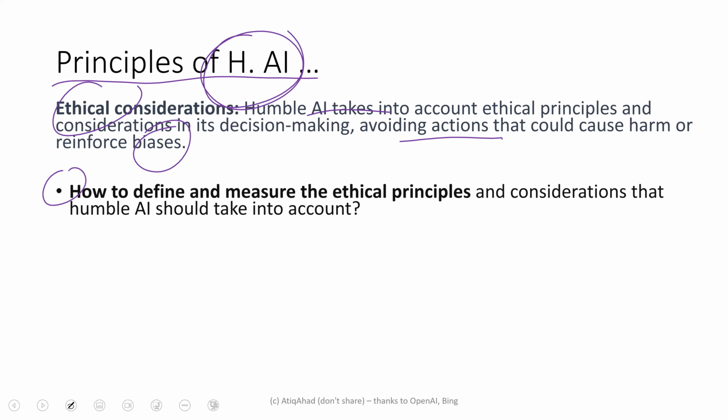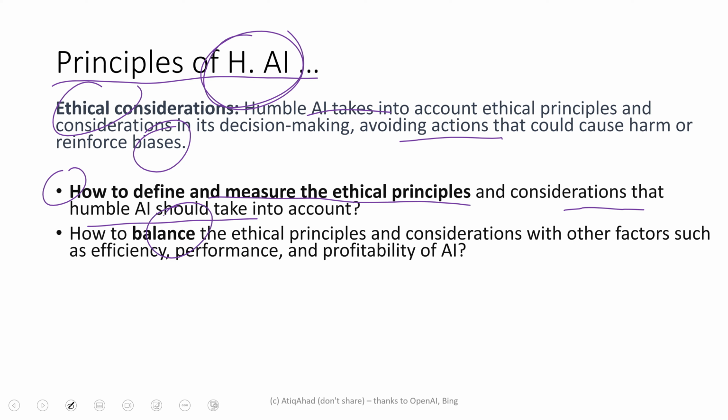How do we define and measure the ethical principles and considerations that humble AI should take into account? How do we balance the ethical principles with the efficiency, performance, and profitability of AI? Because if we try to control everything based on ethics or other things, then progress may not happen. We saw this in the past.